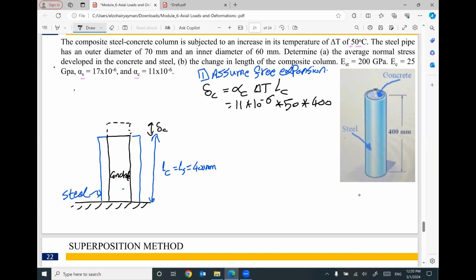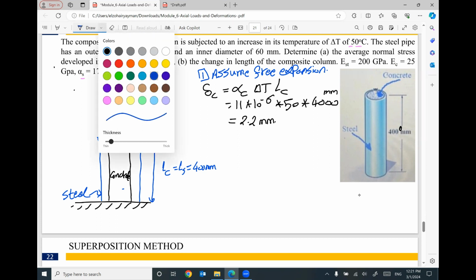I think this 400 is too small. It should be 4,000. The total length of this column is not 400, it's 4,000 millimeters. That makes sense. So 4,000 millimeter. So the total free expansion of concrete will be 2.2 millimeter.